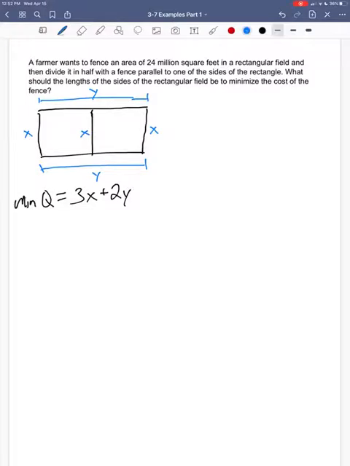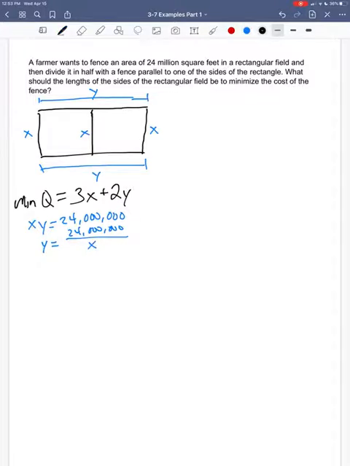And so I can write the area of this field. Even though there are three x's here, the area of the overall field is still just a big rectangle. The area is just length times width, which would be y times x or x times y. So I'm going to have that x times y is 24 million. And so I can solve for either x or y here. It doesn't really matter. If I solve for y, I would divide by x. So I get 24 million over x.